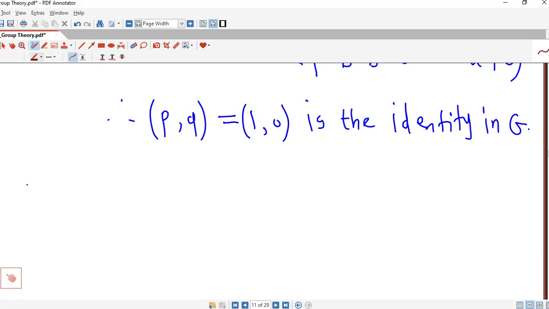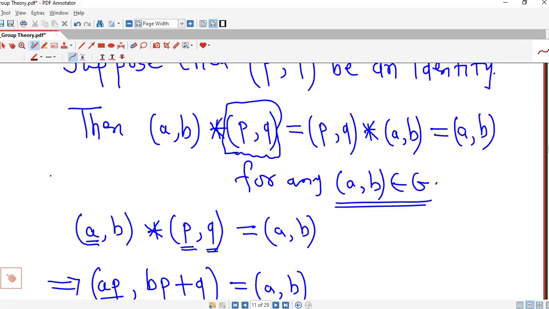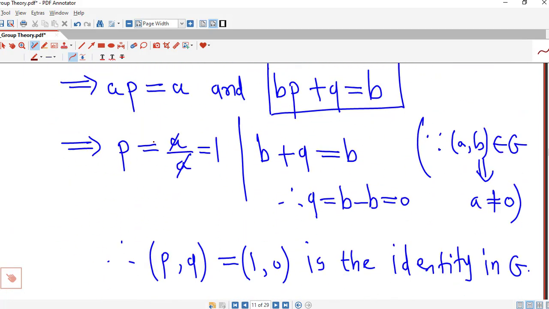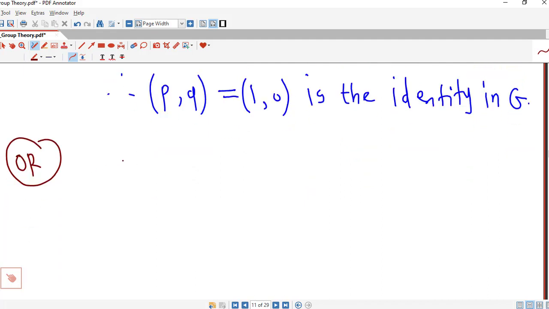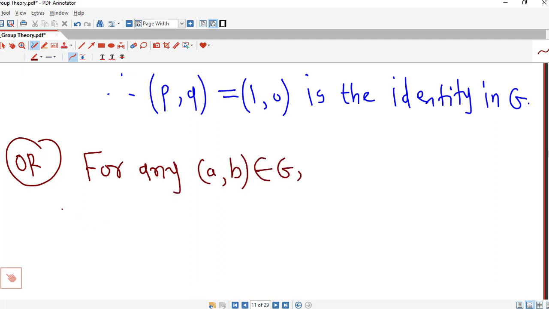Now if you wish, you can write in this way also. If you don't want to write in this way, then first you try to find out which element will work as identity, and then you can write in this way: for any ordered pair (A,B) in G, we can show that (A,B) star (1,0) equal to (A,B).